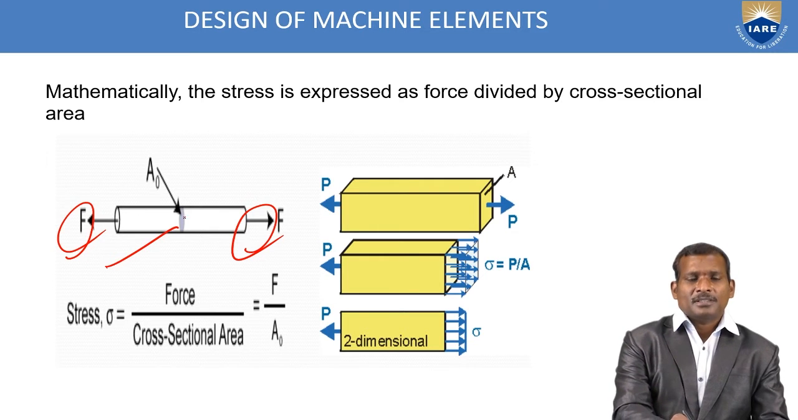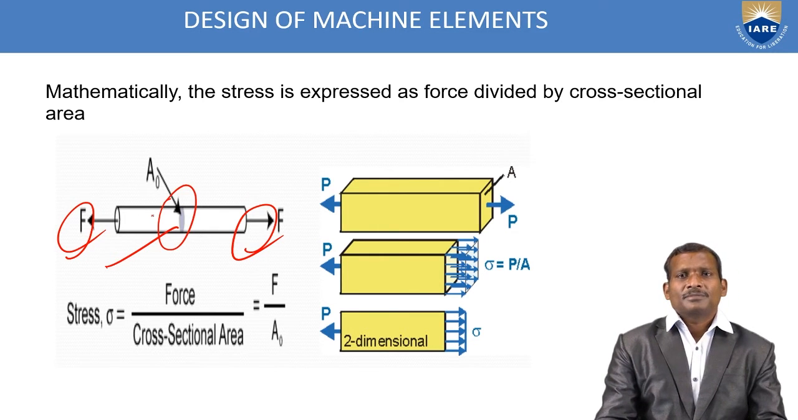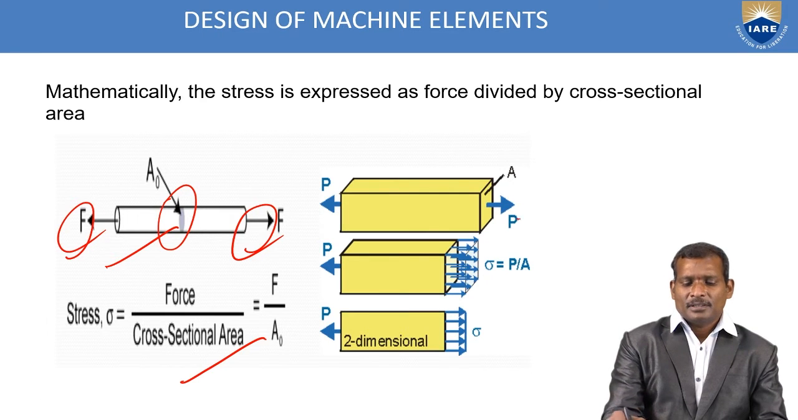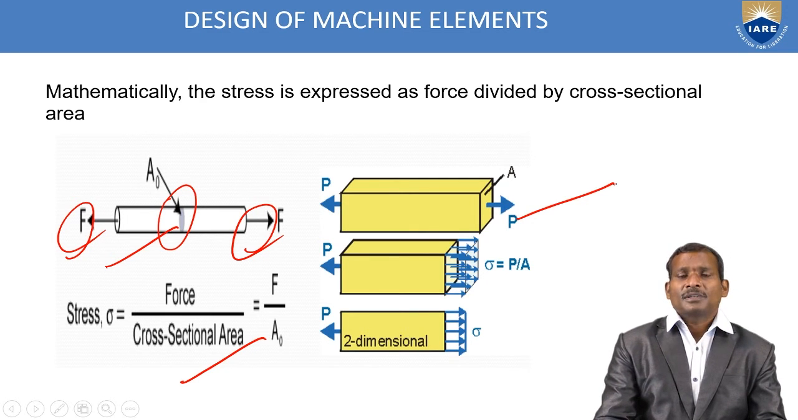Clear? So this is the cross-sectional area of the rod. So you can calculate the stress is equal to force upon cross-sectional area. So here is shown a 3D diagram, a rectangular bar subjected to axial tensile load.